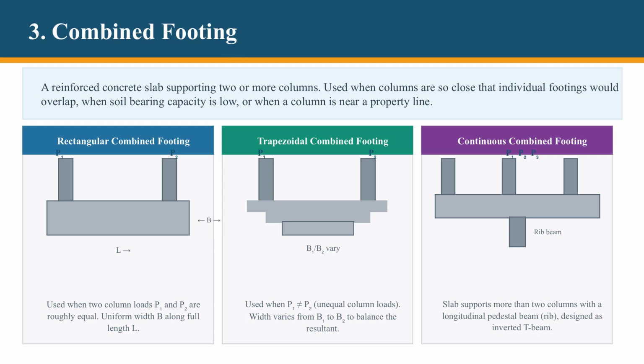So that can also be further classified as a trapezoidal footing when there are different loads on the two columns, or a rectangular combined footing when the load is equal on both the columns. Whereas you can also use a continuous combined footing when you have more than two columns for which the footing is combined. So these are various types of combined footings also. Now let us move ahead.